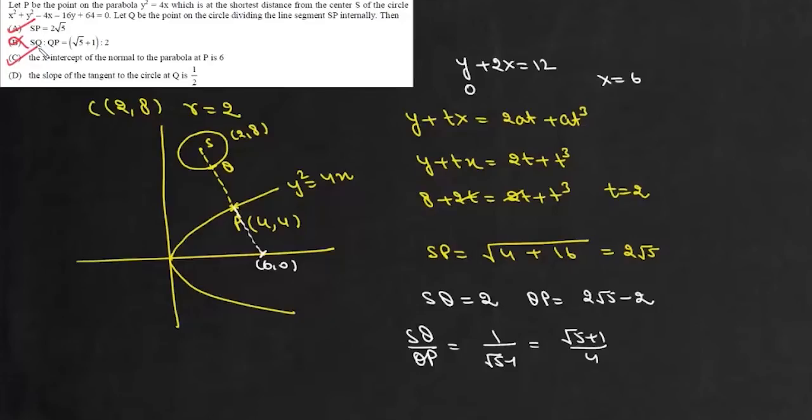And D says the slope of the tangent to the circle at Q is 1 by 2. Now basically this PS is the normal, the slope of this line is minus 2, then the slope of the tangent will be 1 by 2. That means this option D is also correct. So the correct options are A, C and D.